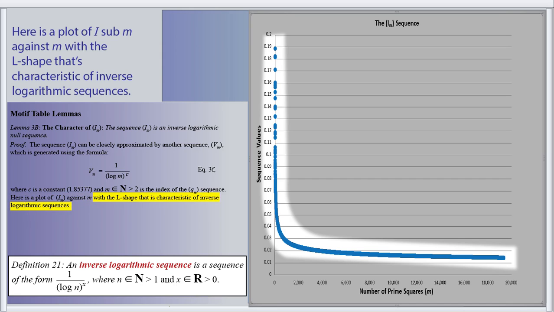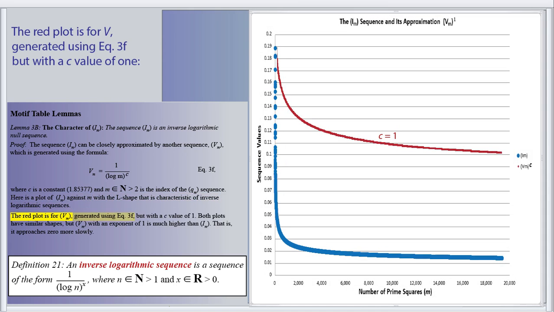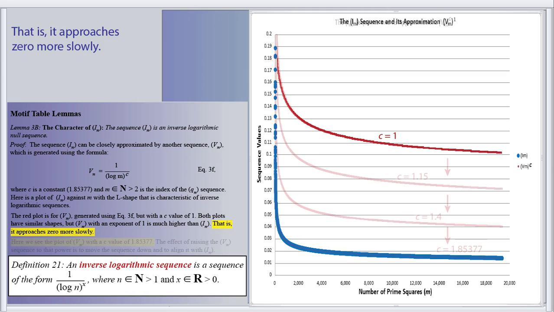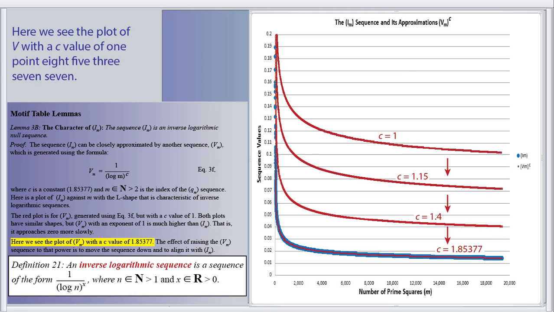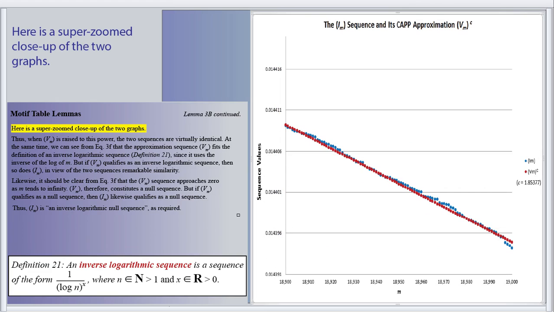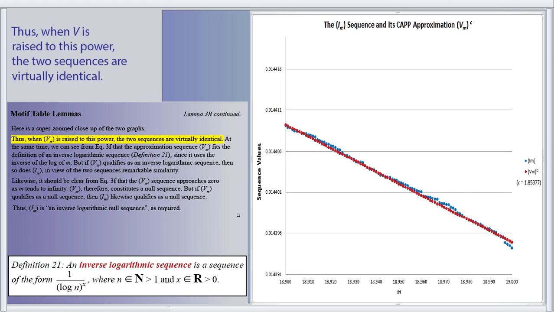inverse logarithmic sequences. The red plot is for v, generated using equation 3f, but with a c value of 1. Both plots have similar shapes, but v with an exponent of 1 is much higher than I. That is, it approaches 0 more slowly. Here we see the plot of v with a c value of 1.85377. The effect of raising the v sequence to that power is to move the sequence down and to align it with I. Here is a super-zoomed close-up of the two graphs. Thus, when v is raised to this power, the two sequences are virtually identical.